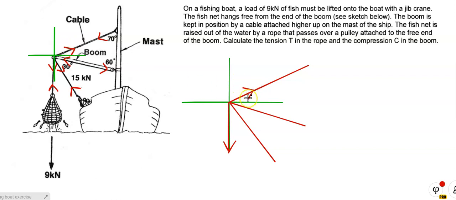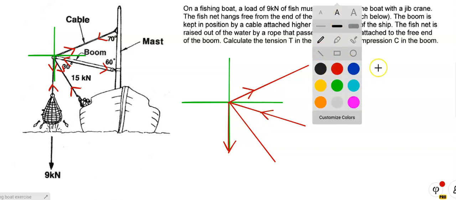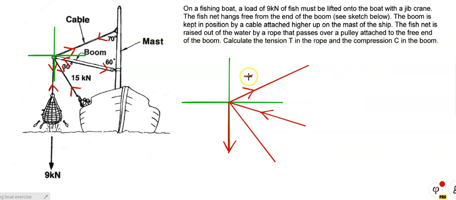It's in tension. Okay. That is a horizontal line. This here is the compression in the boom. So I'm going to call this C, I'm going to call that T, and I'm going to call that C. This one here is 9 kilonewtons, and I'm only considering what's happening in the cable closer to the pulley, so that's 9 kilonewtons. And this one here is also in tension, and that is 15 kilonewtons.